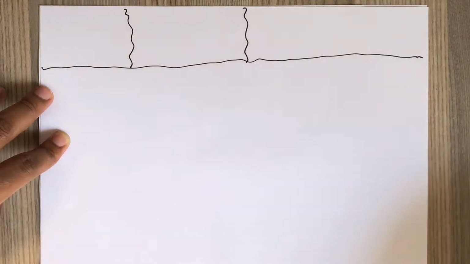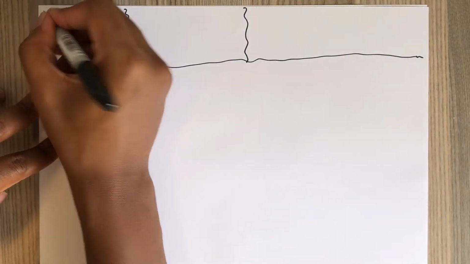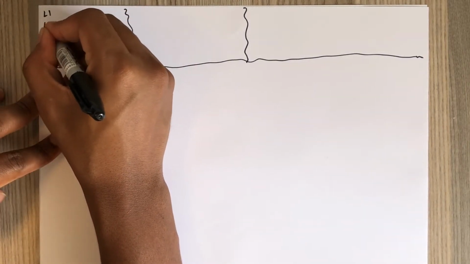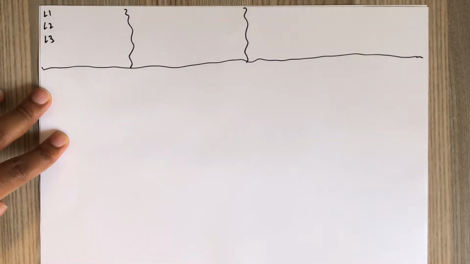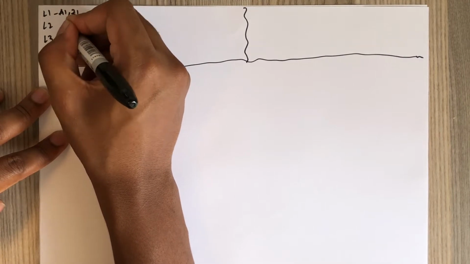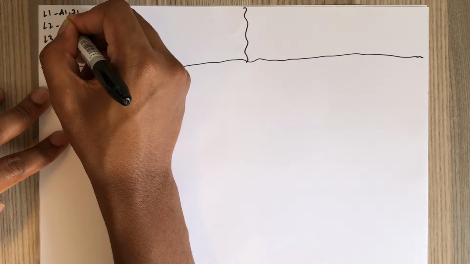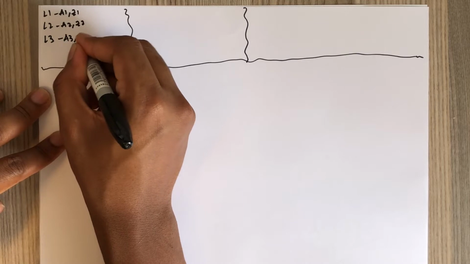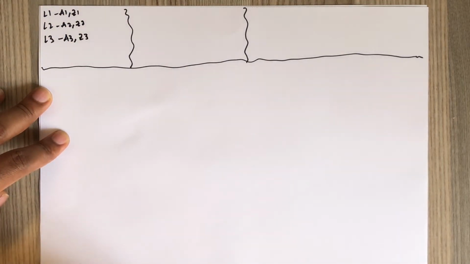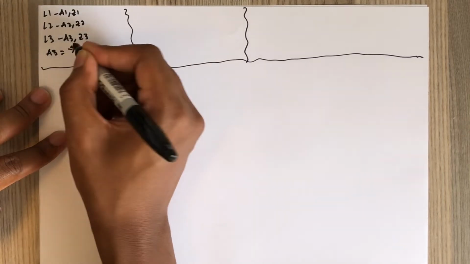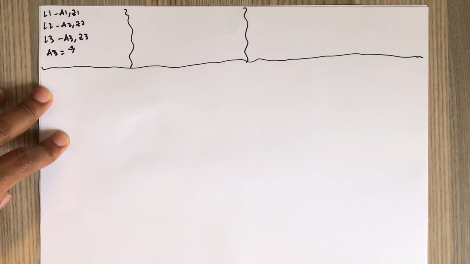So in the previous video we had layer 1, right, and layer 2 and layer 3. In layer 1 we had A1 and Z1. We also had A2, Z2 in the second layer, then A3, Z3 in the third layer, and we computed A3 to be the predictions of the neural network.